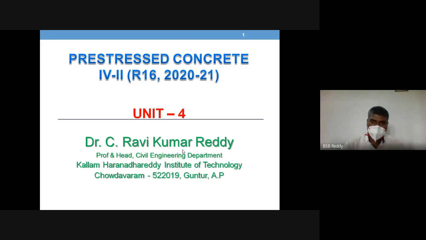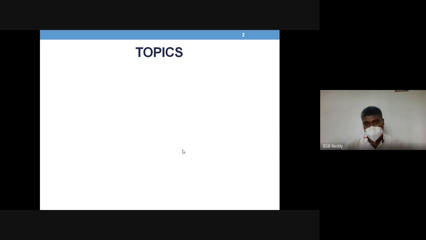Now coming to unit 4, you can divide this into two major parts. One is knowing the flexural strength of the section, maybe a rectangular section or a T section or I section, whatever it is. Knowing the flexural strength and also designing for flexure, that is one part of unit 4.